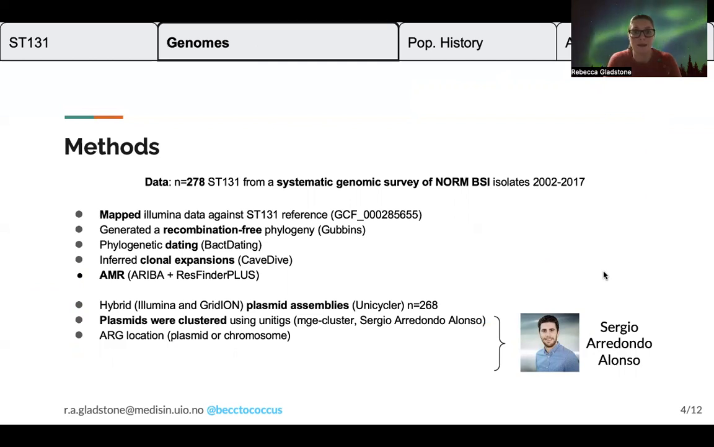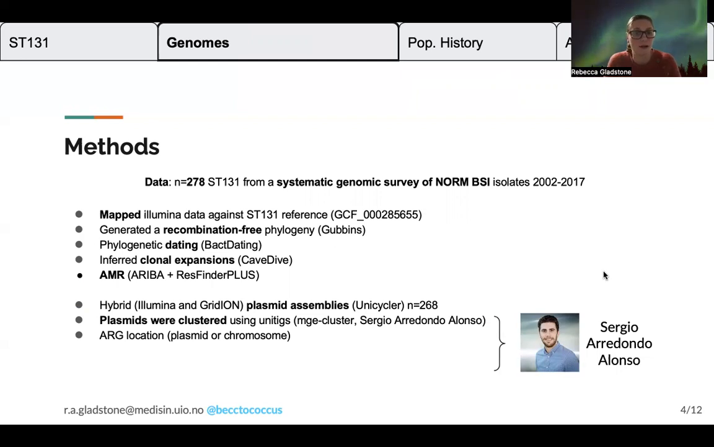As I said, we'd published a genomic survey of Norwegian bloodstream isolates, and from that we had 278 ST131 isolates. Those were mapped against an ST131 reference to create a recombination-free phylogeny with Gubbins, dated, and then we inferred clonal expansions on that tree. We also had phenotypic AMR data, but we inferred AMR from the genome additionally.